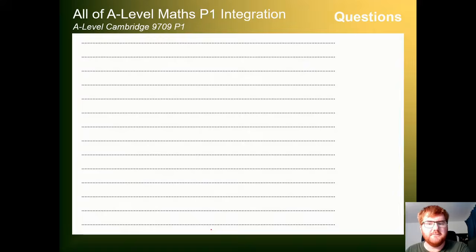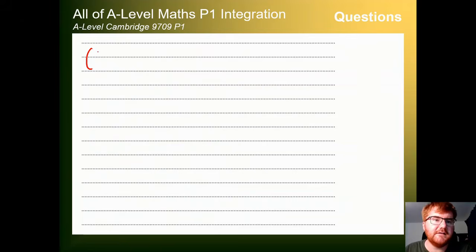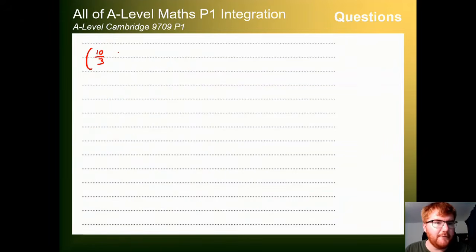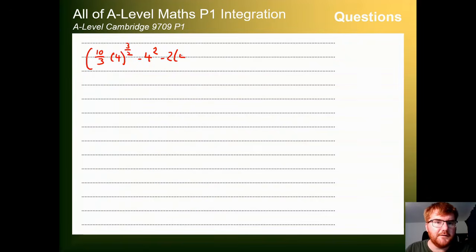And at this point, we now need to pop in our 4 and a quarter. So I'm going to copy out the first part, wherever I see an x, I'm going to put a 4. So 4 to the power of 3 over 2 minus 4 squared minus 2 lots of 4. And then we're going to do the same thing again. But this time we're going to put a quarter in place.